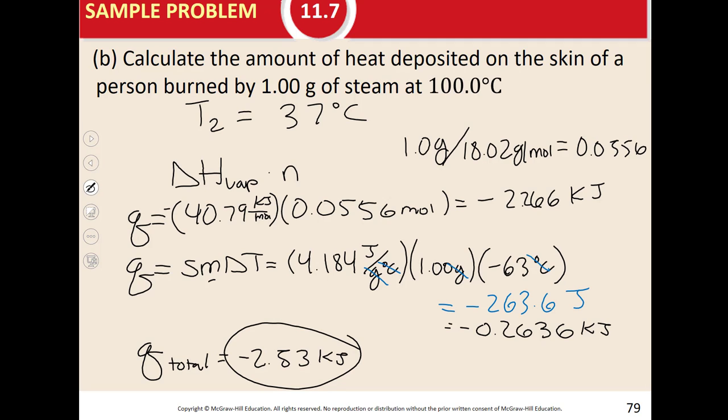Now, if this had been boiling water that touched their skin, it would have only been the change in temperature. So it was much worse when it was steam versus if it had just been boiling water. If it was just boiling water, you would use just the SMAT, because there was no phase change if it was boiling water. So that's why steam burns are so much worse than just a boiling water burn.